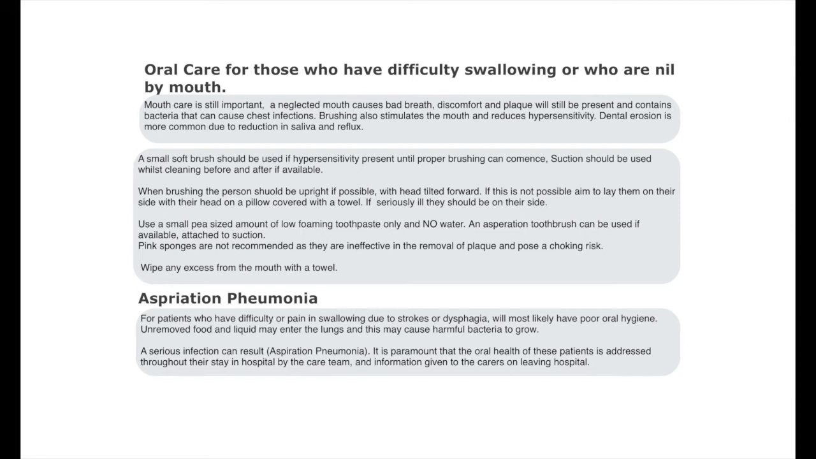For those patients who have difficulty or pain in swallowing due to a stroke or dysphagia, they will most likely have poor oral hygiene. Unremoved food and liquid may enter the lungs, and this may cause harmful bacteria to grow. A serious infection can result. This is known as aspiration pneumonia. It is paramount that the oral health of these patients is addressed.